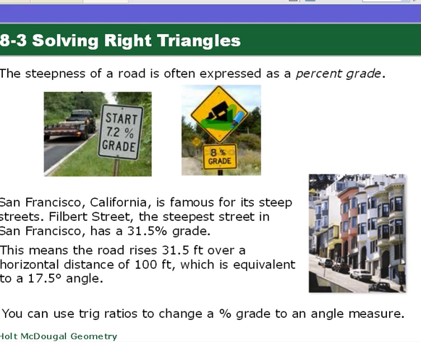San Francisco is famous for its steep streets. Filbert Street is the steepest street. It has, wow, a 31.5% grade, which means 31.5 feet over a horizontal distance of 100 feet, which is equivalent to a 17.5 degree angle. If you are in a car, you would notice that's a pretty steep grade. We can use trig ratios to change a grade to an angle. Isn't that exciting? And that's what we're going to do.